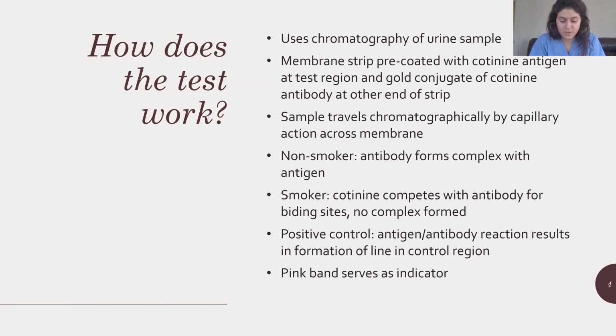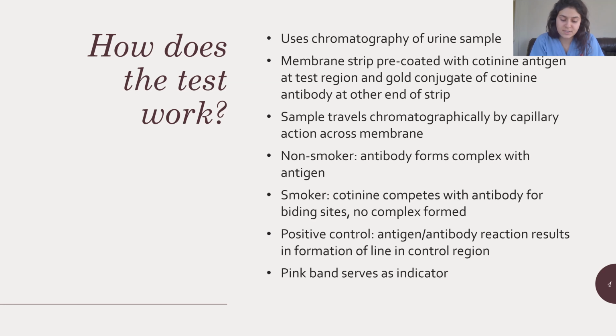So how does the test work? It is a one-step amino assay that is based on highly specific immunochemical reactions between the antibody and the antigen. It uses chromatography of a urine sample, and it comes with a membrane strip that has been pre-coated with nicotine antigen at its test region and a gold conjugate nicotine antibody at the other end of the strip.